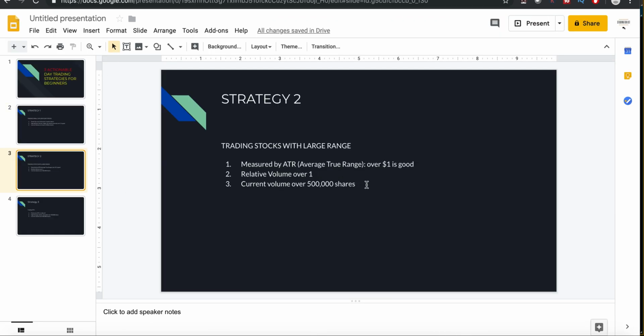Strategy number two, which is my favorite strategy, is trading stocks with large ranges. To find a large range, you want to measure based on ATR, which is average true range. Let's say the stock is trading at $20, and its average true range is $1. It can go $20 to $21, $20 to $19, or just move between 1950 and 2050. The range is about $1. So you want to trade stocks with a higher ATR, the better. If it's over $1, that's pretty good.